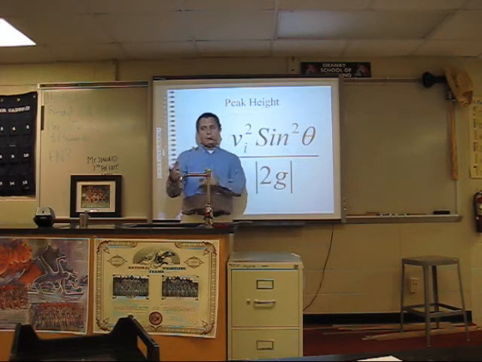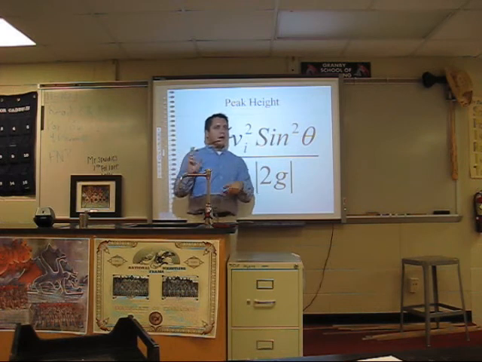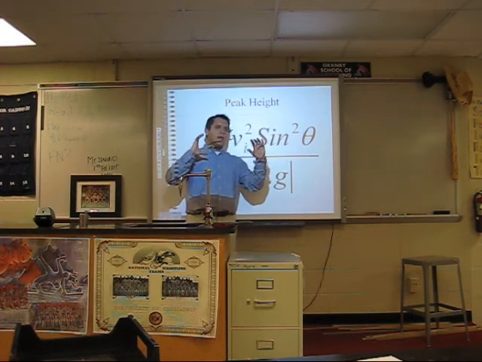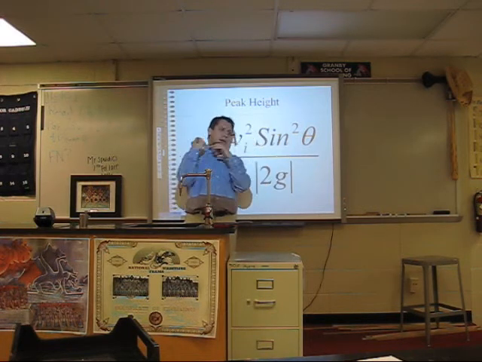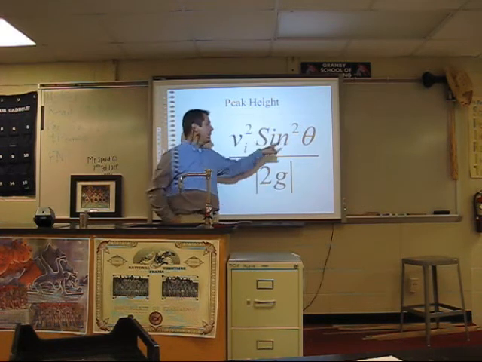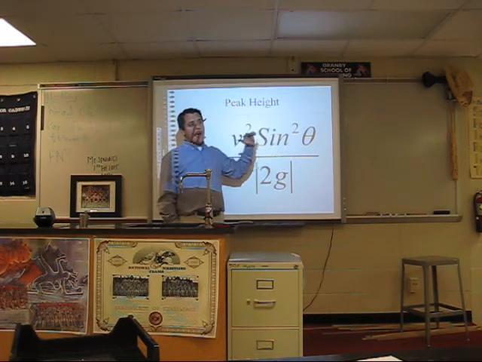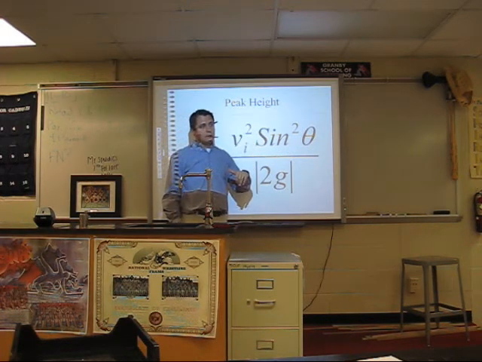Okay? On a crappy Casio, it doesn't. On a crappy Casio, you'd have to start with the parentheses, do sine of the angle, close the parentheses, and then square it. Okay? But the idea in this equation here is that you're squaring after you take the sine.